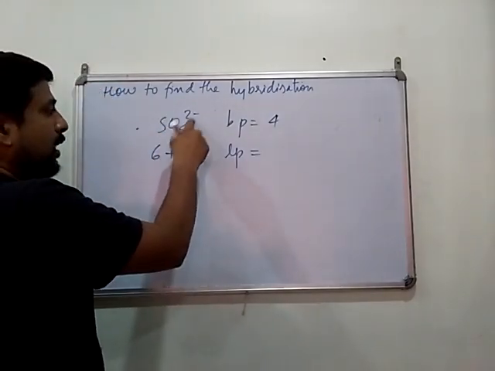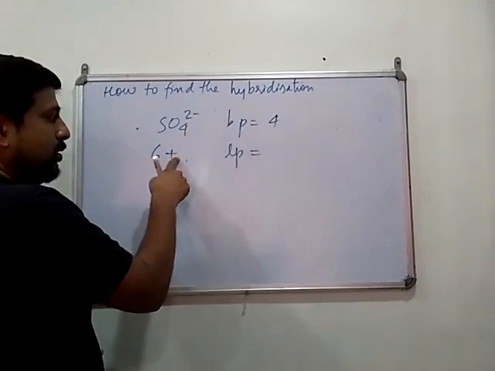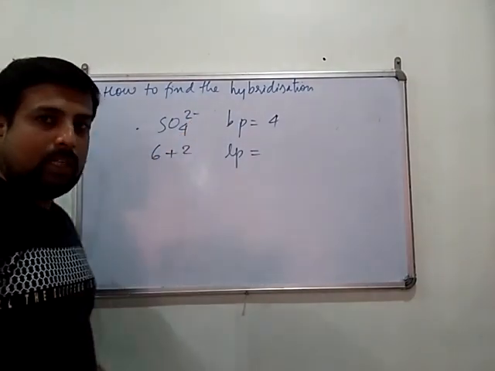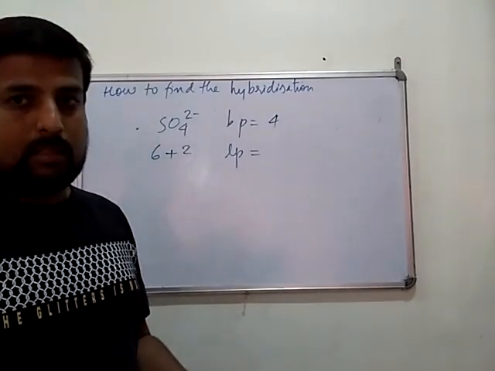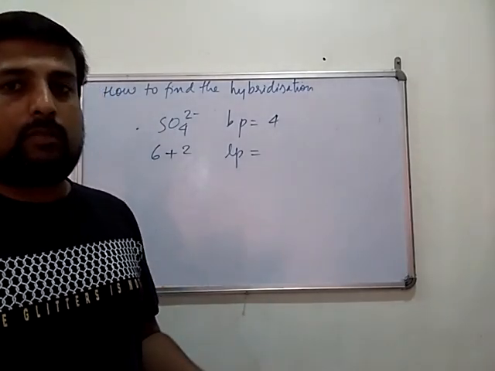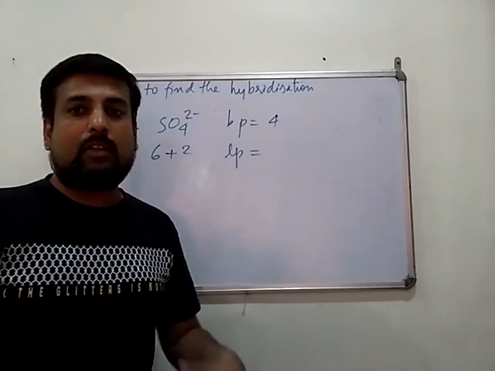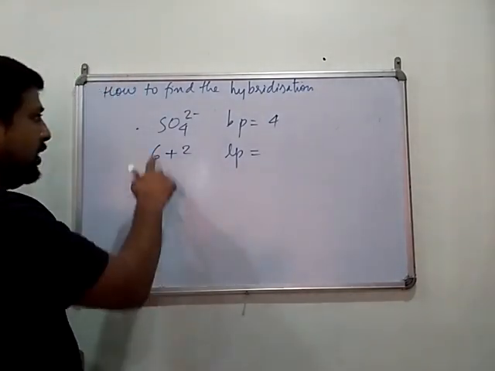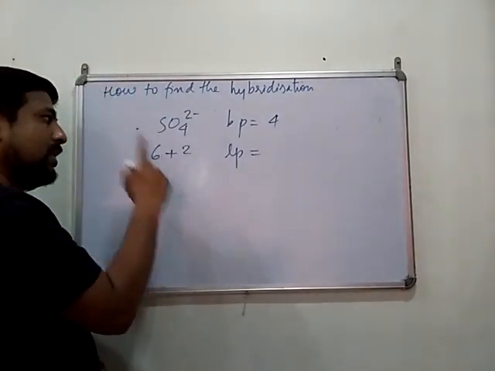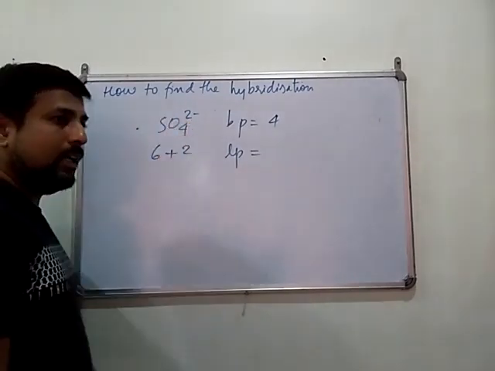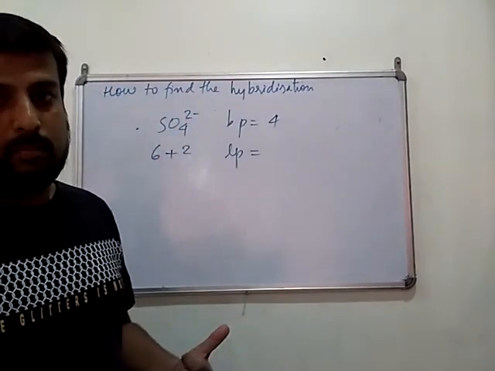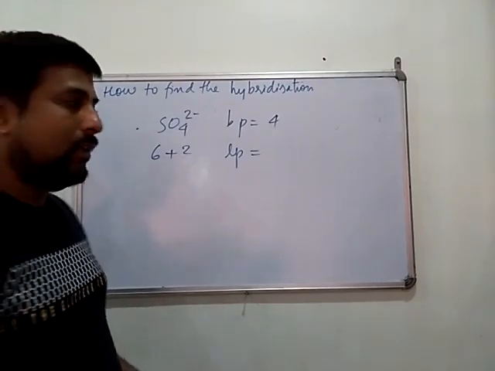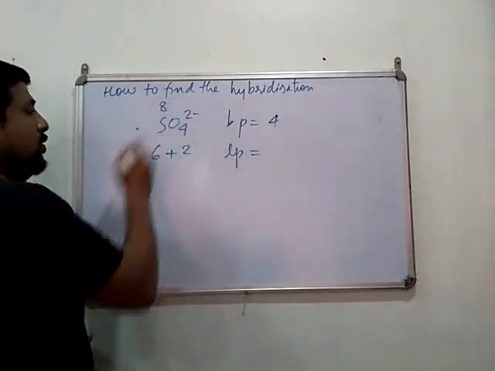But you have to add these 2 electrons also, which means in total it will have 8 electrons in its outermost shell. If it is an anion, then you have to add extra electrons equal to the charge of the anion, and if it is a cation, then you have to subtract them. So in this case, a neutral sulfur atom has 6 electrons, but since it is an anion with 2 negative charge, that should be added to the 6 electrons. So here it will have 8 electrons.